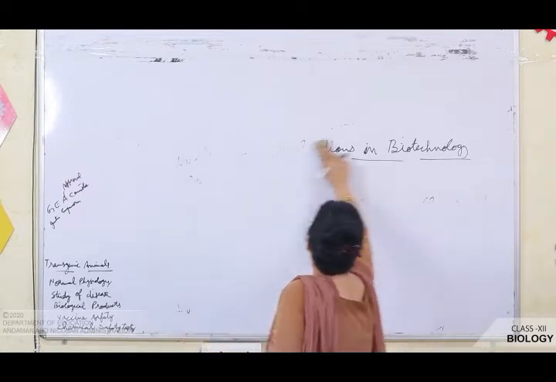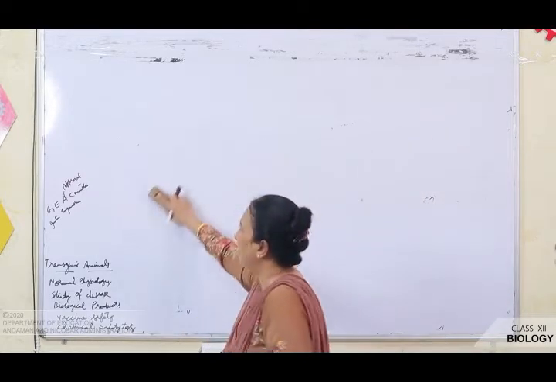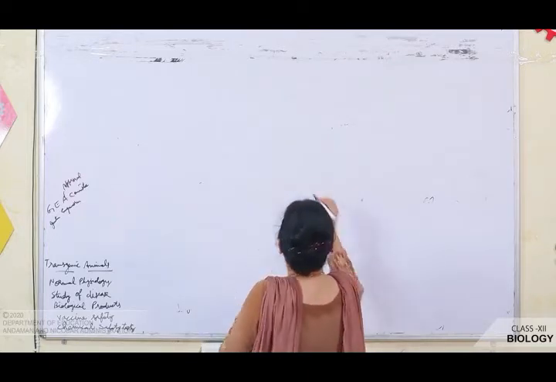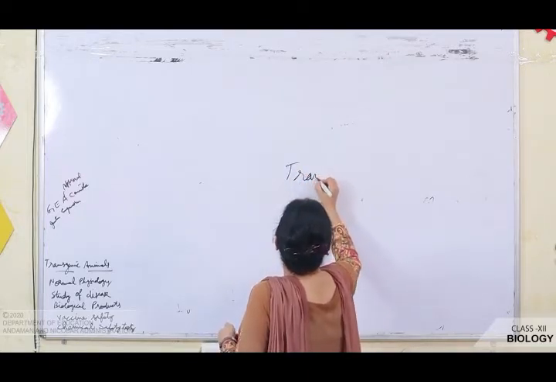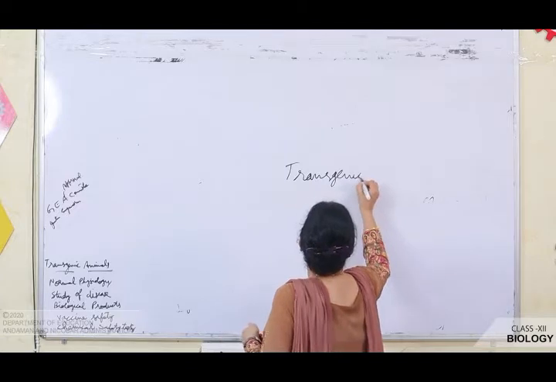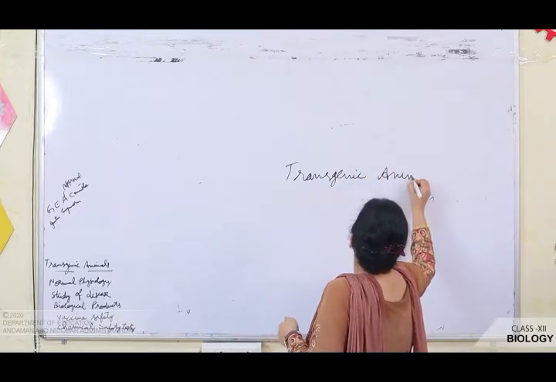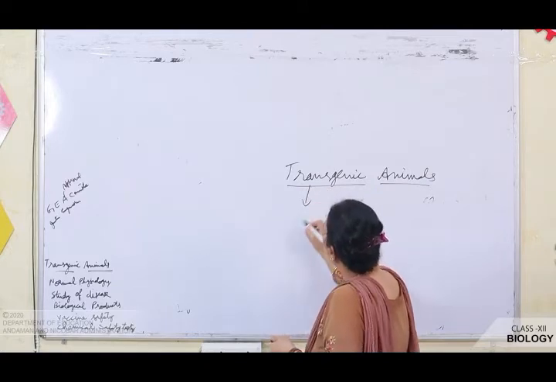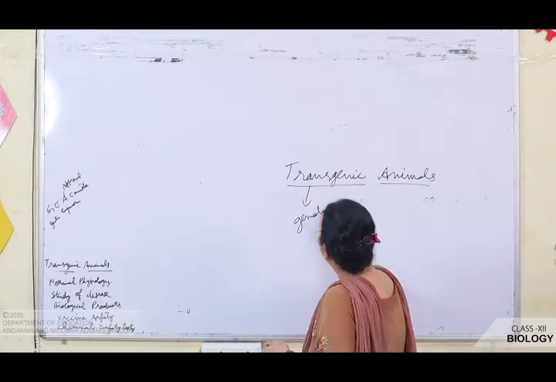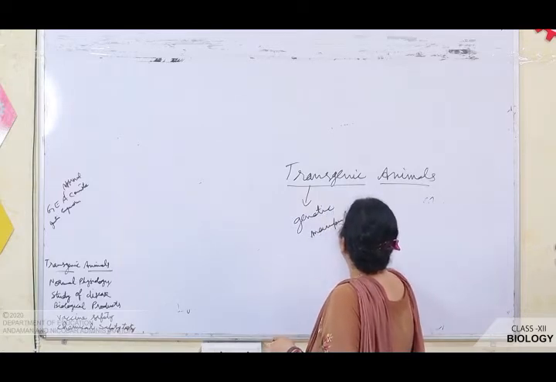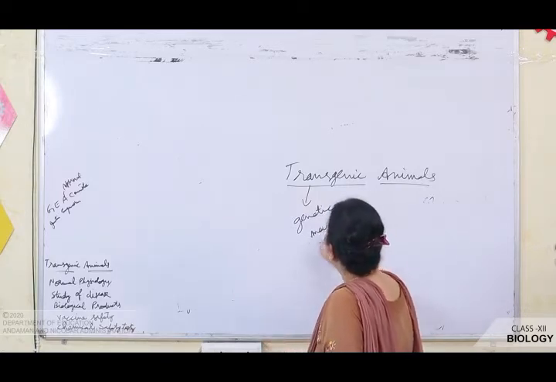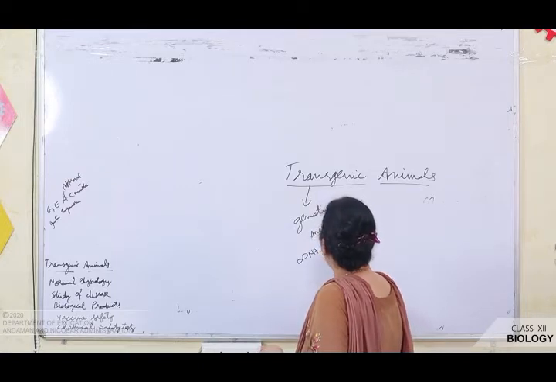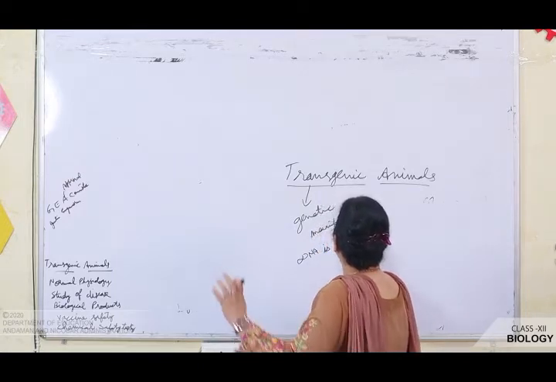Now what are transgenic animals? Transgenic animals means genetic manipulation. Genetic manipulation means their DNA is altered.